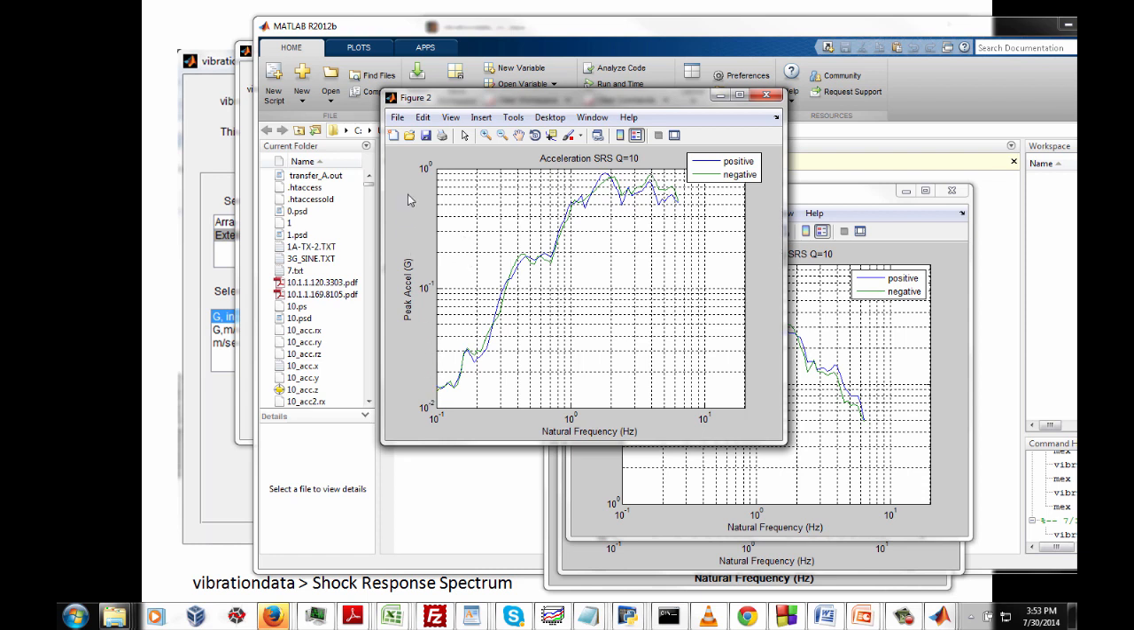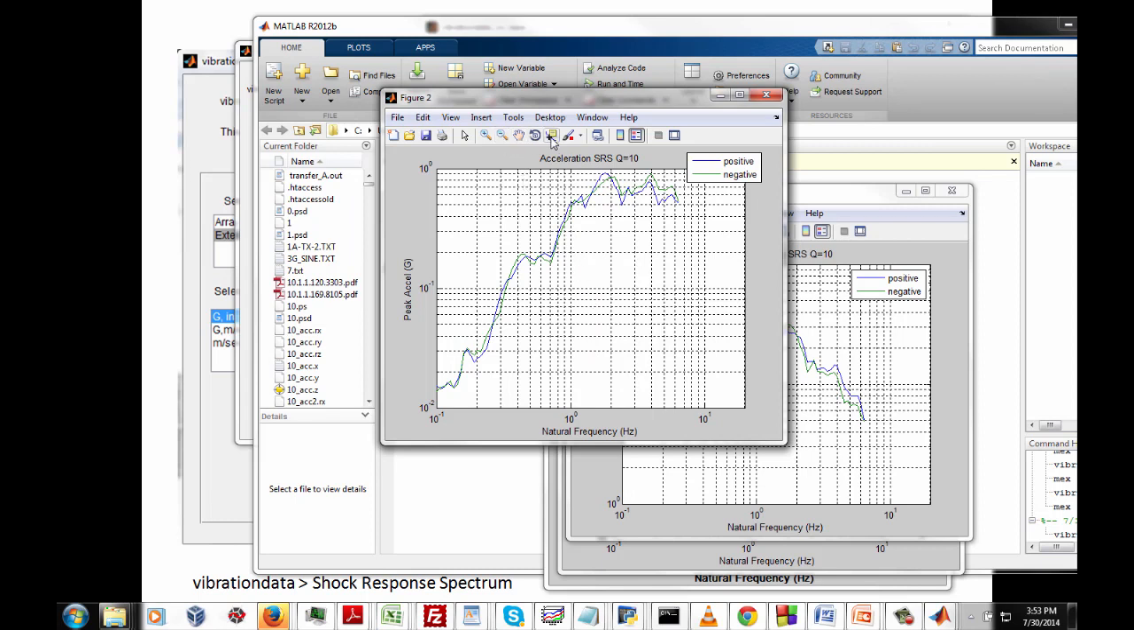Along the y-axis, we have peak acceleration. Along the x-axis, we have natural frequency in hertz. And this is another point that I'm very particular about. It's a pet peeve. Do not simply say frequency in hertz. Rather, this is the natural frequency in hertz. There is an important distinction there, because this is the response of the single degree of freedom oscillators.